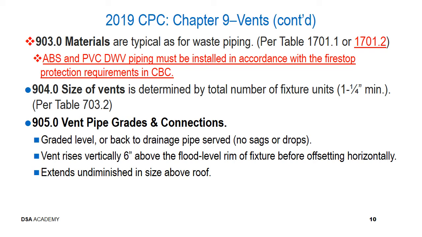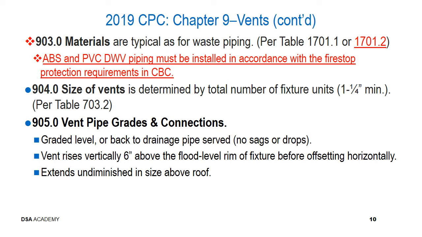Again, this is a similar new amendment where any ABS or PVC drain, waste, and vent piping must be installed in accordance with the fire stop protection requirements in the CBC. This is a new amendment. We've discussed this once before, and this is going to continue to show itself in a few of these chapters.